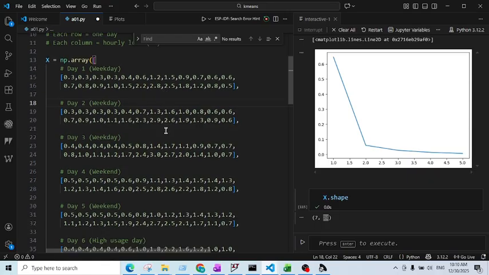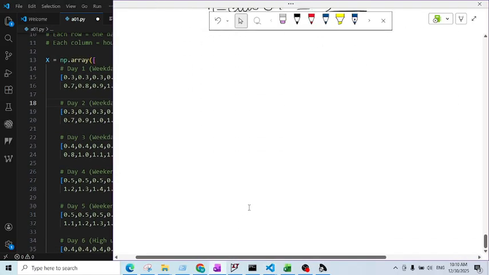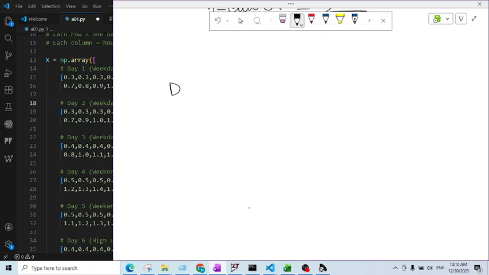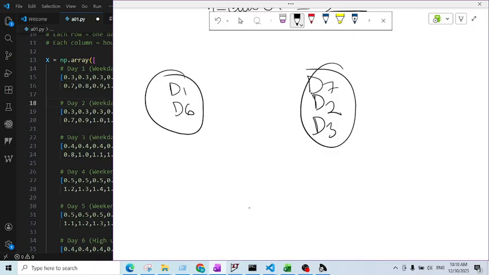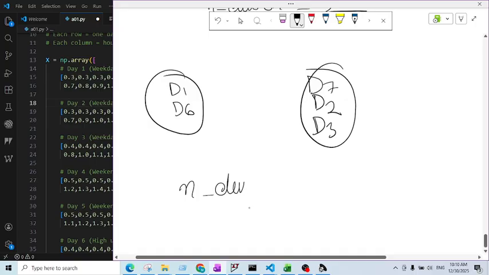So now our task is, it's normal that if it is Sunday, your power uses will be one kind. If it is Monday, your power uses will be another kind. And if it is Friday, your power uses will be some other kind. So you have to find the cluster. That means, let's say D1 and D6 are similar. Similarly, the power uses of D7 and D2, let's say D3, are similar. So you have to find the similar ones and divide them into clusters. But first you need to understand what is the number of cluster.